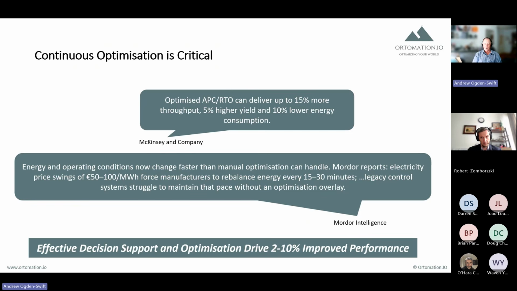optimization can drive 2 to 10% in performance improvement, where they're saying 15% more throughput, 5% higher yield, and 10% lower energy use. And then the other one from Mordor Intelligence, the second of the two, points to this idea that energy and operating conditions are changing so quickly that manual optimization cannot handle it. Legacy control systems struggle to maintain the speed of correction without some sort of real-time optimization overlay.